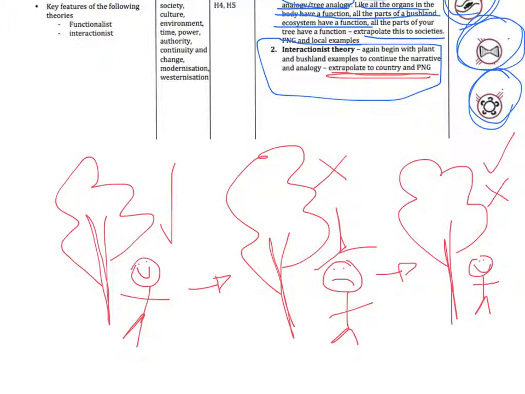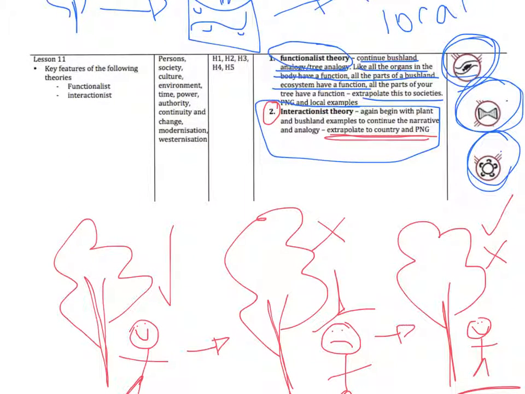So the way that our little dude sitting under the tree in the forest views trees has changed over time based on his interaction with each tree. So that's a way of explaining interactionist theory using these land links and symbols and images. So then you would go from that example and work outwards to applying it to Papua New Guinea and locally.